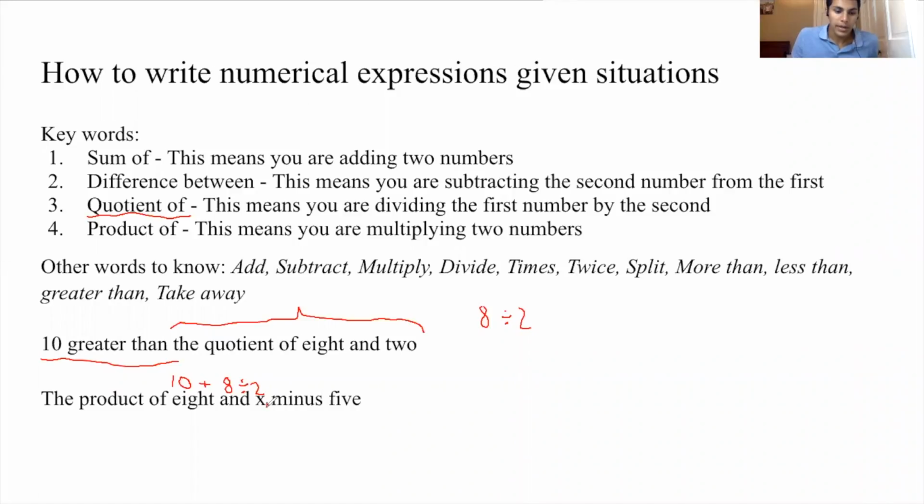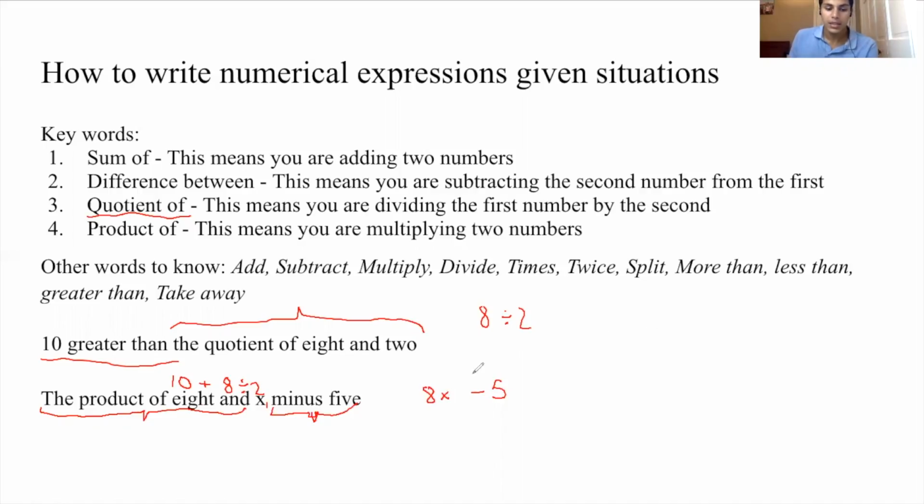Another example is the product of 8 and x, minus 5. And I should add a comma here. So the product of 8 and x, minus 5. So first, we have to break this into two parts. The product of 8 and x, and then minus 5. So the minus 5 we can put in right away. Minus 5, and what are we subtracting 5 from? Well, we're subtracting it from the product of 8 and x. Remember, product means we're multiplying. So 8 and x being multiplied is 8x. When you have a variable such as x, you can just write 8x to represent 8 times x.